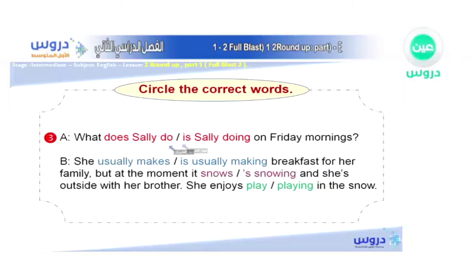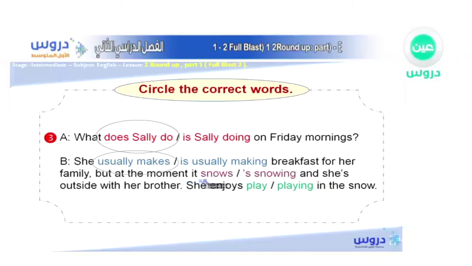Okay, then what does Sally do on Friday mornings? What do you think? We said it on Friday morning, so in that case, yes, that's right, what does she do on Friday mornings? Because it's something that happens all around the year. So do we say usually make or is usually making breakfast? Which one is it? It's actually the first one. That's right, she usually makes breakfast for her family, because, once again, it's every day.